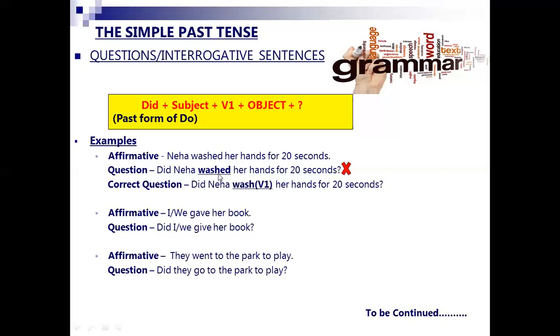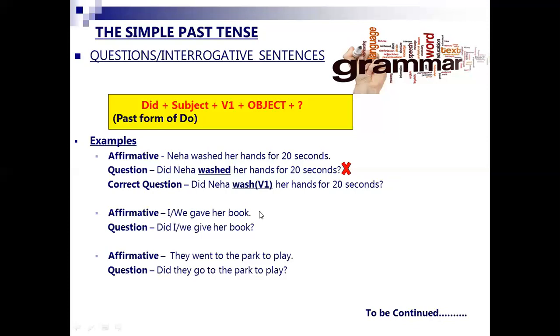Washed will come? No. Here again, if you wrote like this, you will get 0 marks. It will be wrong. See, Neha did not wash her hands for 20 seconds. This is a wrong sentence. Deliberately, I have written it over here so you can compare it. See, the correct question is did Neha wash? Wash is V1. Did Neha wash her hands for 20 seconds? And last, always give a question mark. So this is the correct sentence. Did Neha wash her hands for 20 seconds? Yes or no. This is a yes-no type question.